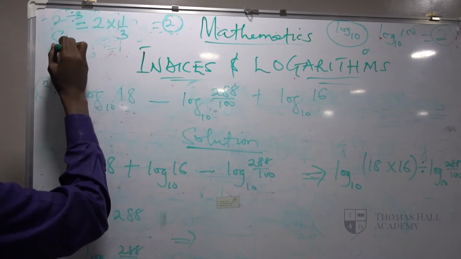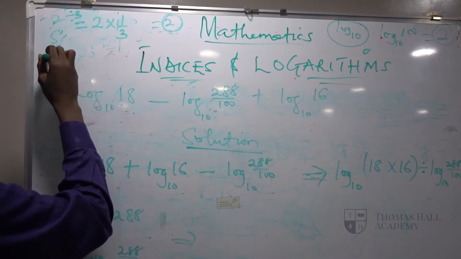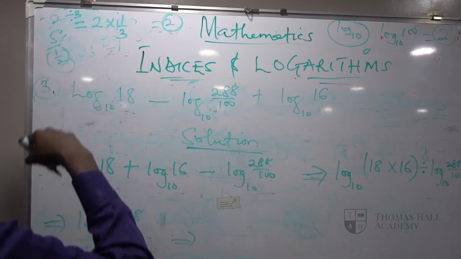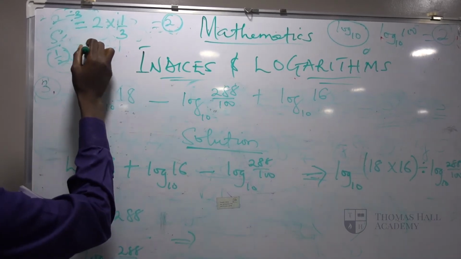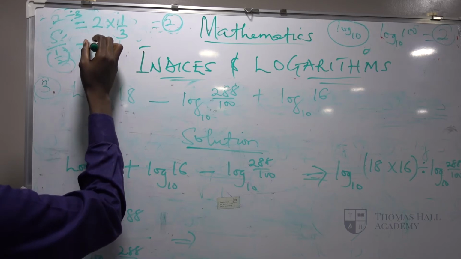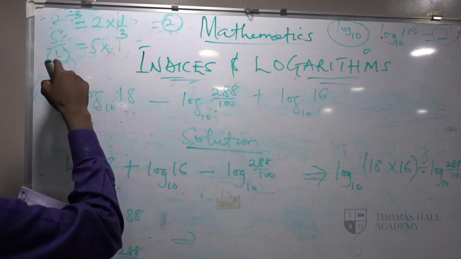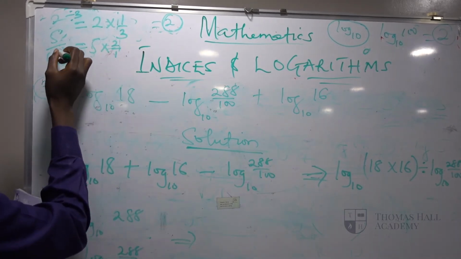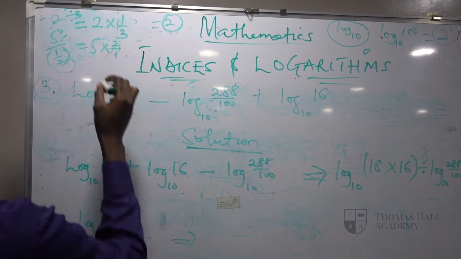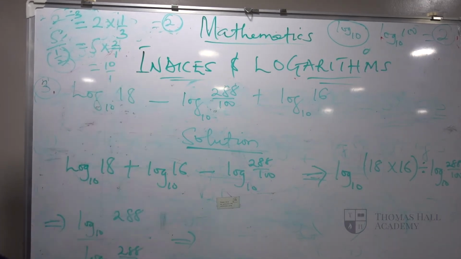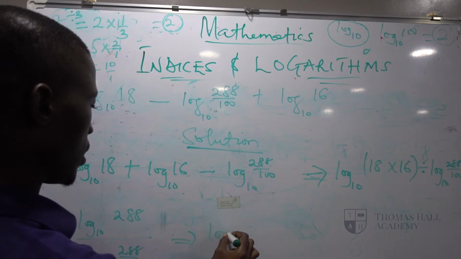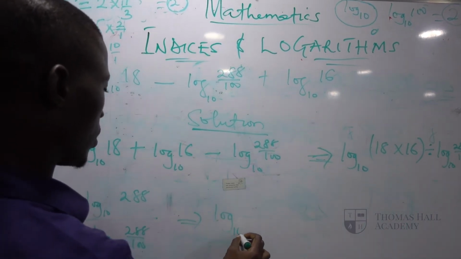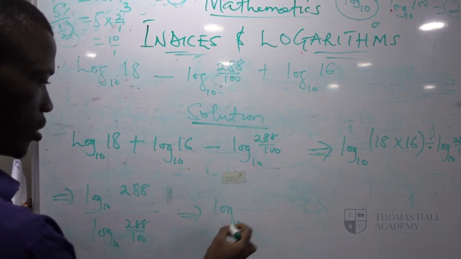Let's say we have 5 all over 1 over 2. 1 over 2 now is the denominator, 5 is the numerator. To change this division sign to multiplication, we have 5 times 1 over 2 becomes 2 over 1. Meaning what we have here goes up, what we have up comes down. So this becomes 10 over 1. So log 288 divided by log 288 over 100 can be written the same way as log 10. They have the same log in common.